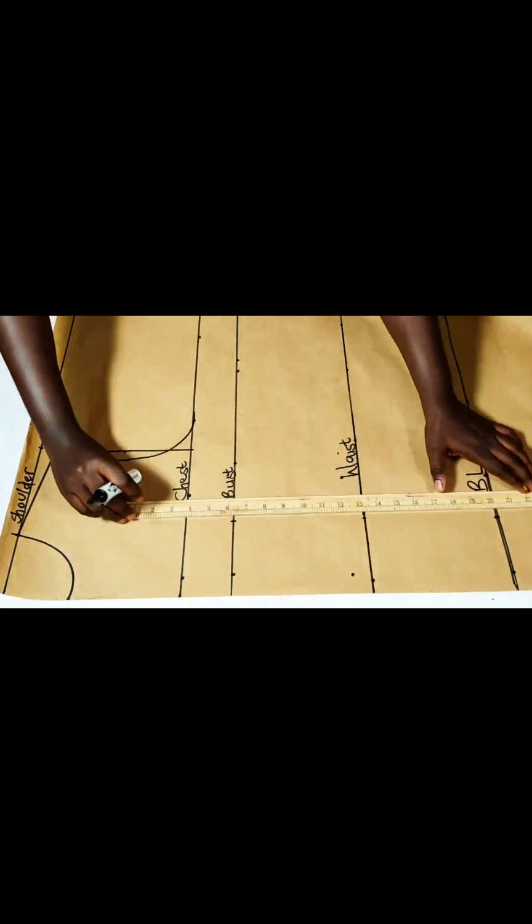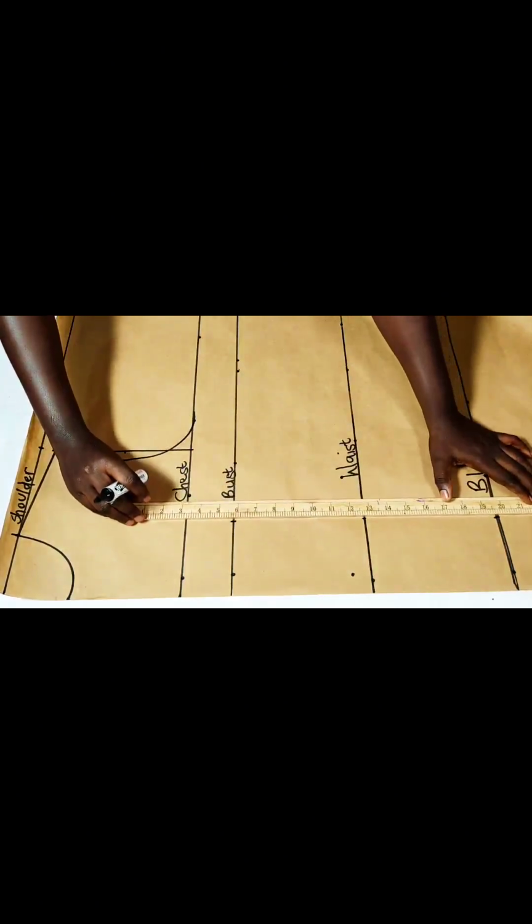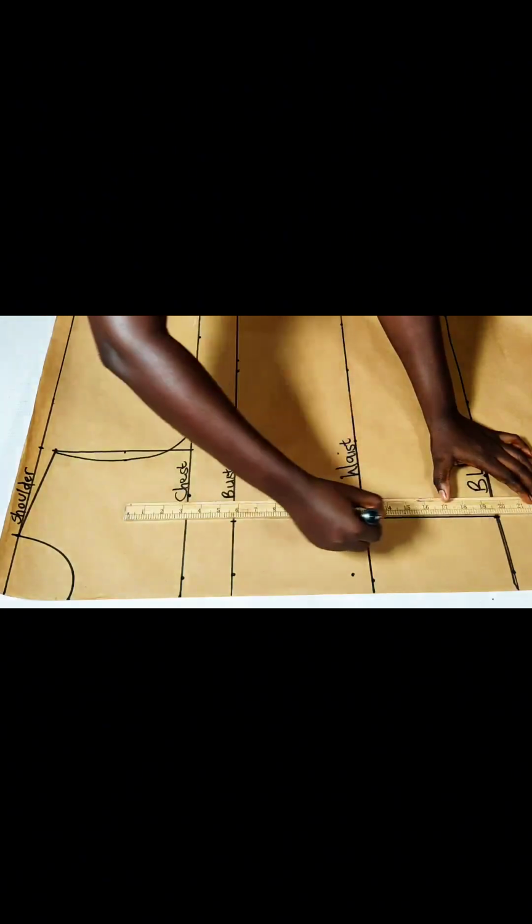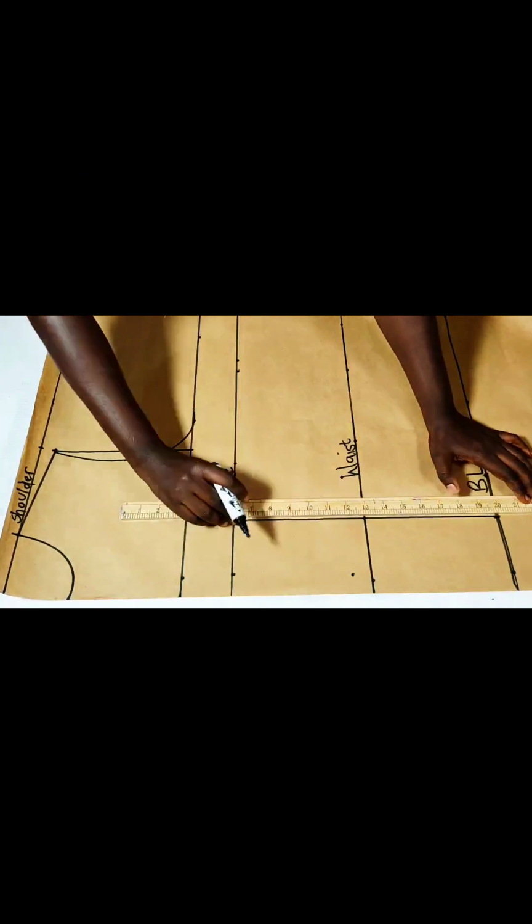Okay, then after, connect those points with your straight ruler. So we are just connecting points. As I said, we are just connecting points. Get your points right and connect them, as simple as that.